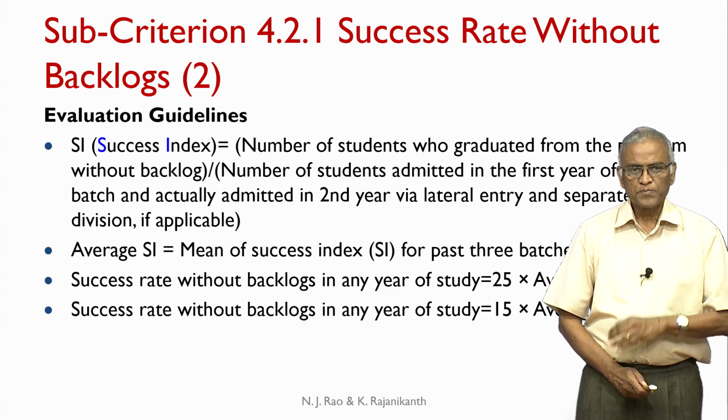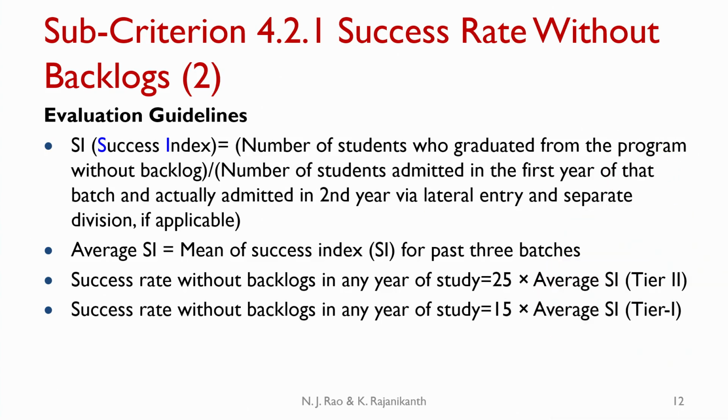So, how is it computed? You call it SI, success index. It is equal to the number of students who graduated from the program without backlog. First compute for the entire batch the number of students who graduated from the program without backlog, divided by the number of students admitted in the first year of that batch, and those admitted in the second year via lateral entry, and a separate division if there is any.